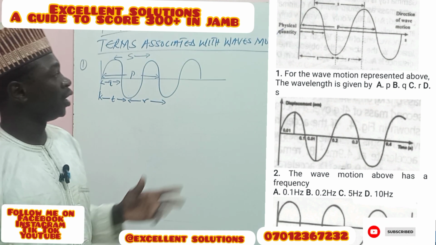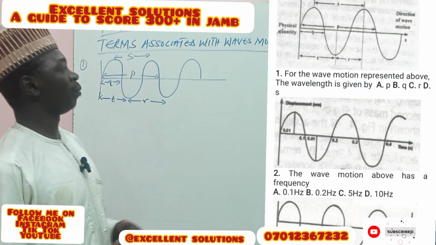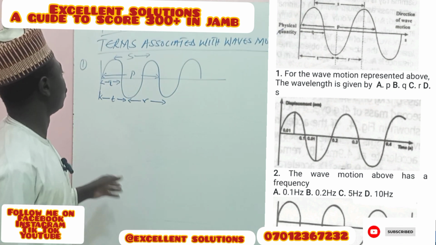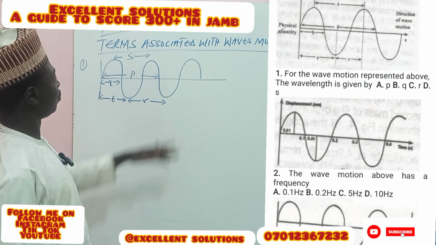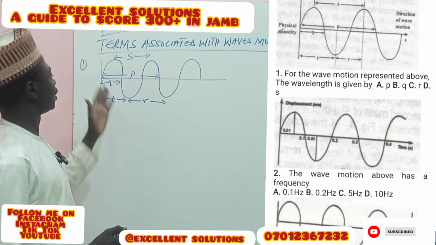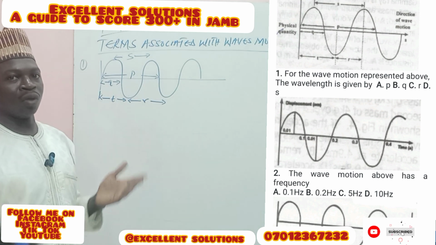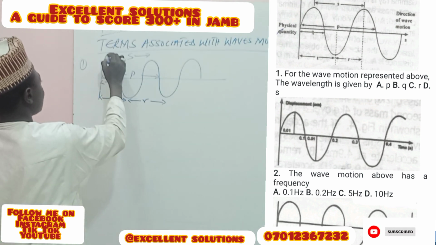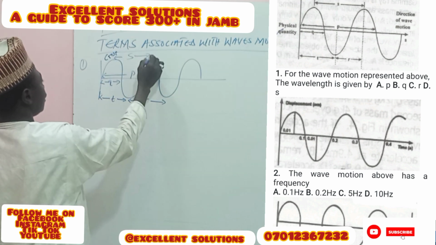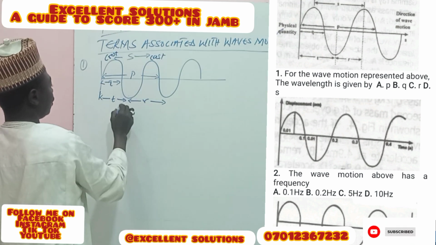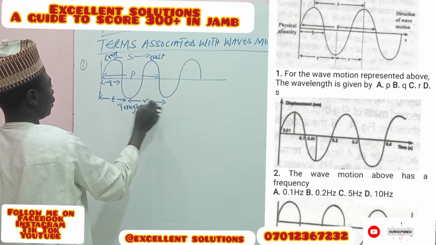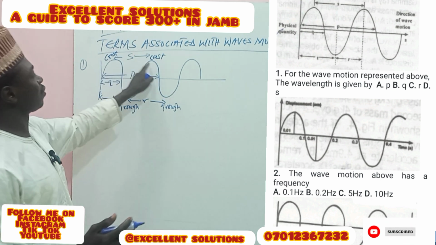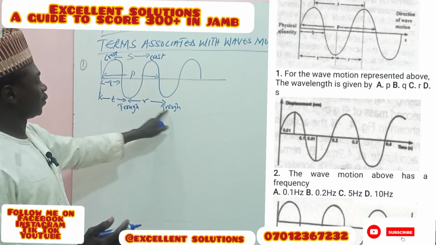Our question 1 of today says, for the wave motion represented above, the wavelength is given by. So we look at this wave motion, we said wavelength is the distance between successive crests or successive troughs. So we have a crest here, we have a trough here. So the distance between crest to crest is a wavelength, trough to trough is a wavelength.